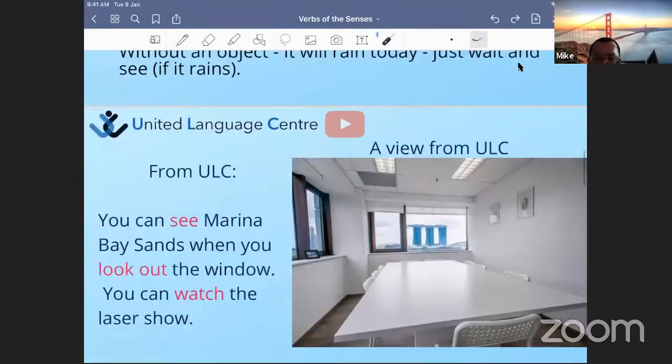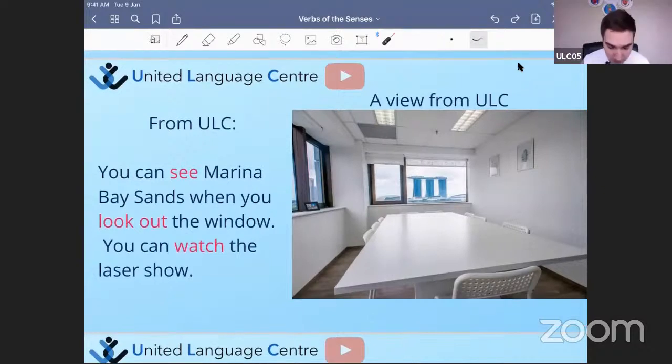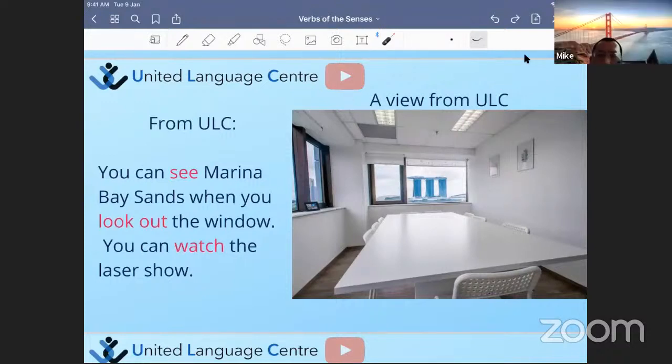Just one more time because Kelly wasn't here. We can see Marina Bay Sands. When you look out the window, you can watch the laser show. So: see Marina Bay Sands, look out the window, and watch the laser show.